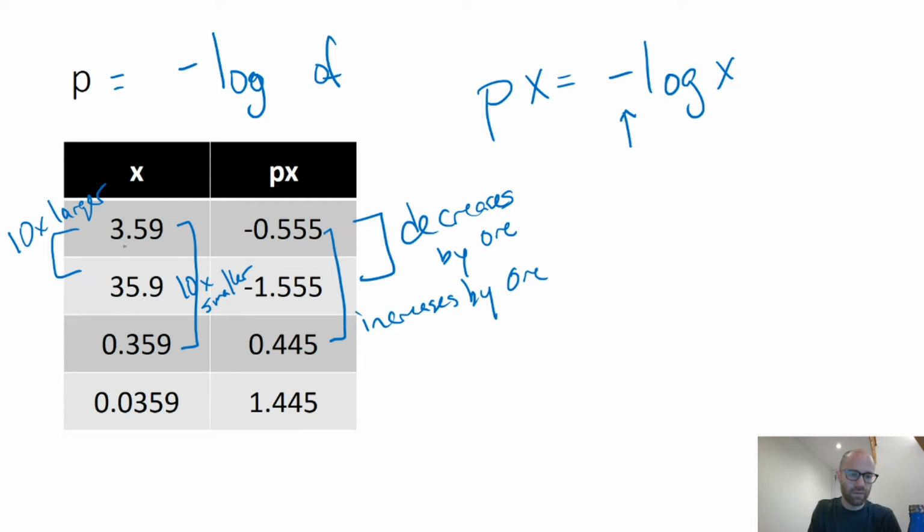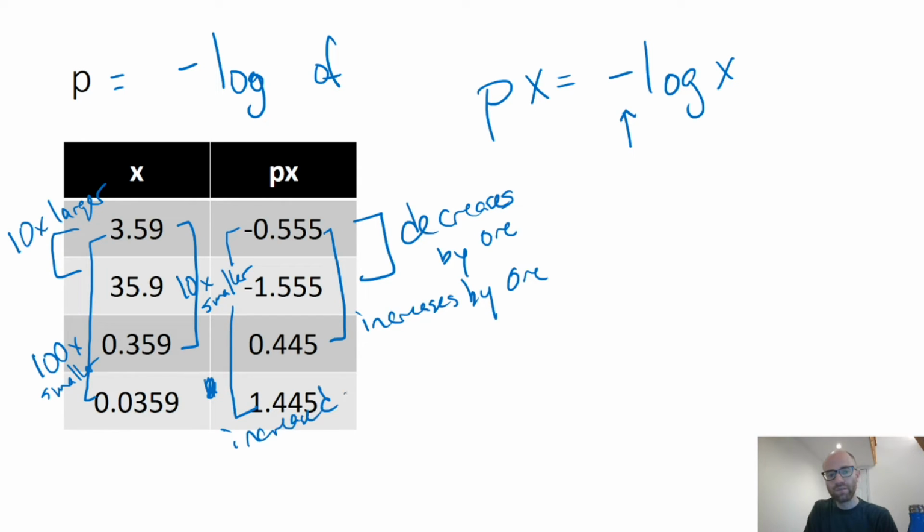You can also compare here. If the x value gets 100 times smaller, the p value gets increased by 2. So for every power of 10, it's 1 unit. You can apply the function p to anything, and in chemistry we do this because, especially when you have really small concentrations, it helps our brain understand what we're looking at.